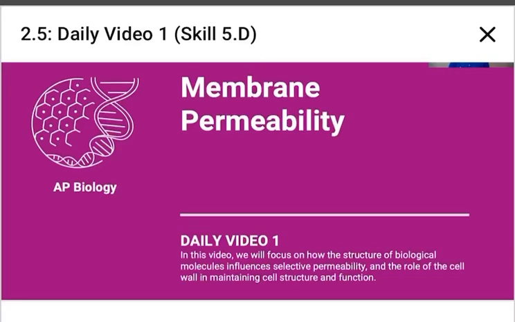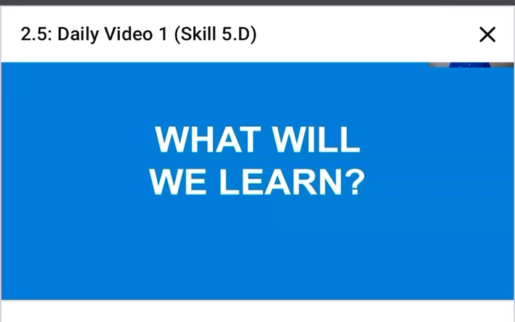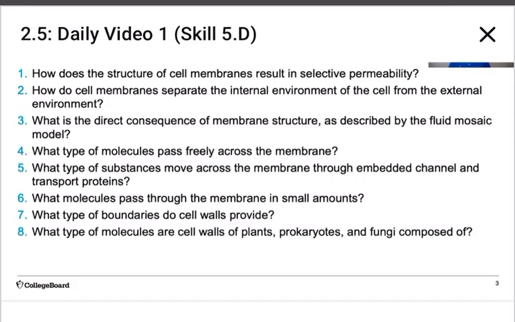Permeability. So what will we be learning today? Today's lesson will cover the structure of the cell membrane, how it is involved in selective permeability, and how it separates the internal environment of the cell from the external environment, the fluid mosaic model, and what type of molecules can pass freely across the membrane, and what type of substances need some help with embedded channel and transport proteins. And finally, we'll look at cell walls and how they form boundaries.